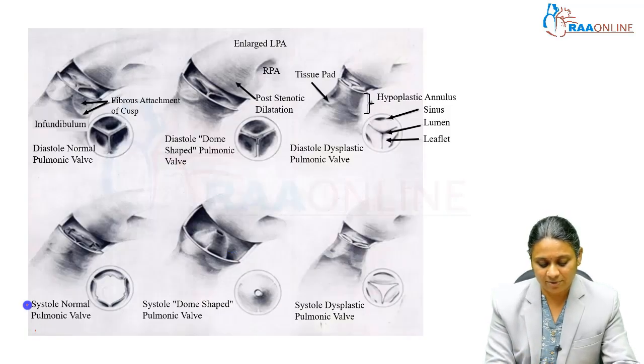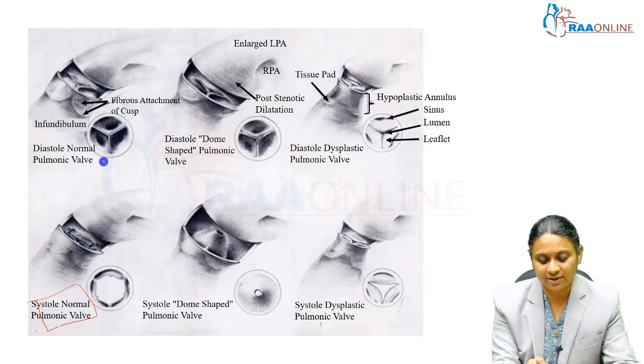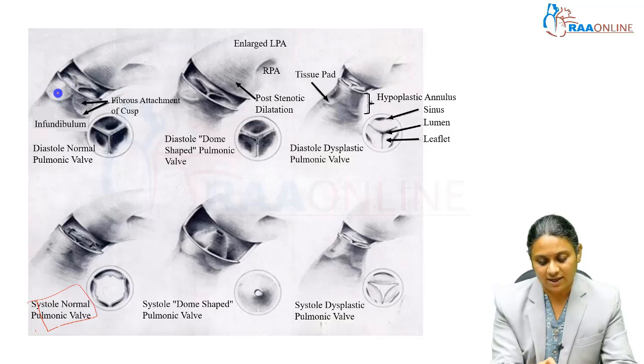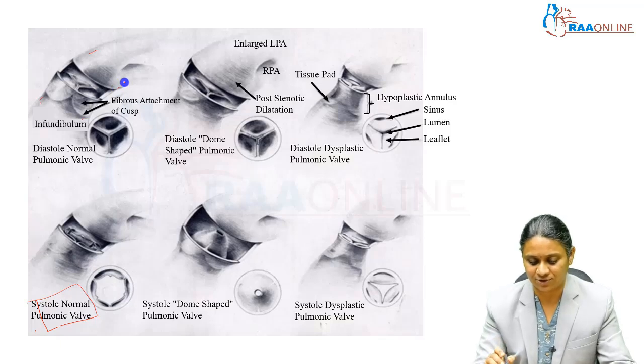One is a normal pulmonary valve. We can start from here. When the normal pulmonary valve opens, you can see the orifice is large. When it closes, it is triangular. It is tricuspid, so it closes like this and opens like this. This is the infundibulum, which is normal. These are the normal measurements of the infundibulum and the pulmonary artery up to the bifurcation.